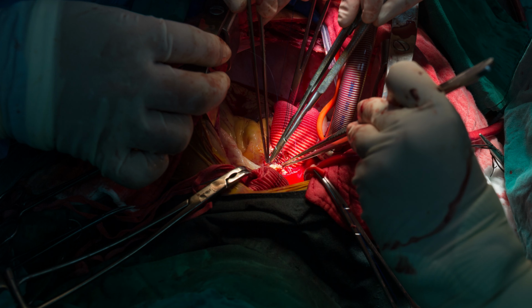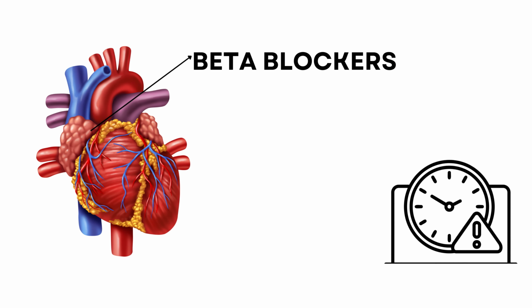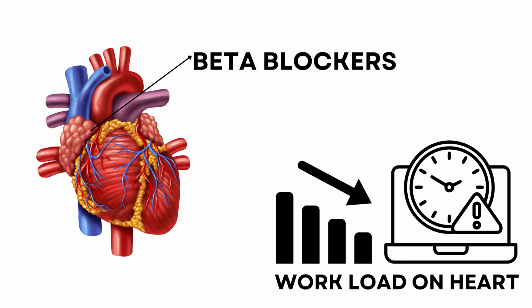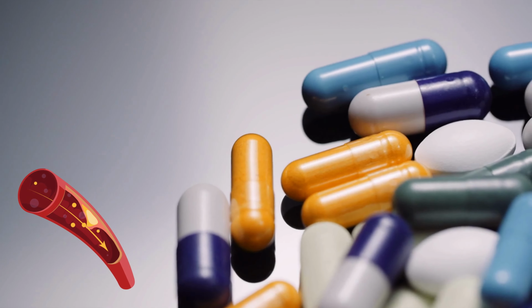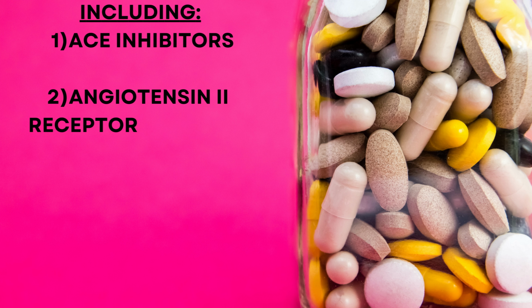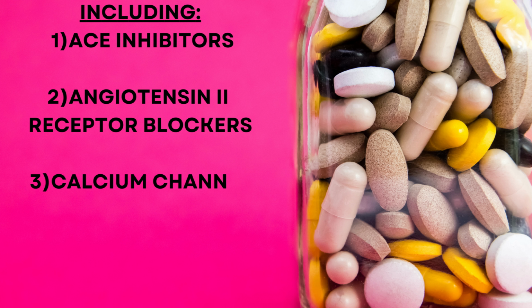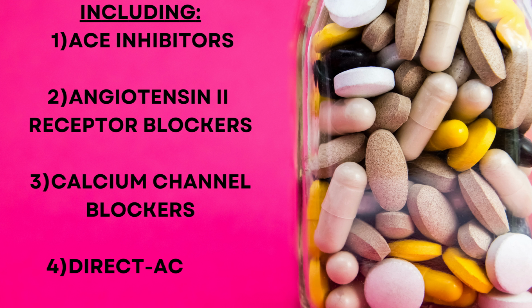Diuretics help your kidneys excrete salt and water, thus reducing blood volume and pressure. Beta blockers reduce the workload on your heart, while various drugs relax blood vessels to widen their diameter, including ACE inhibitors, angiotensin II receptor blockers, calcium channel blockers, and direct-acting vasodilators.